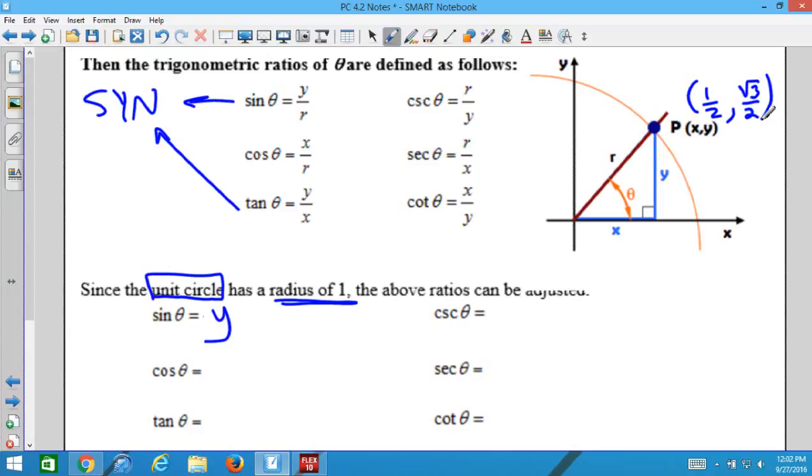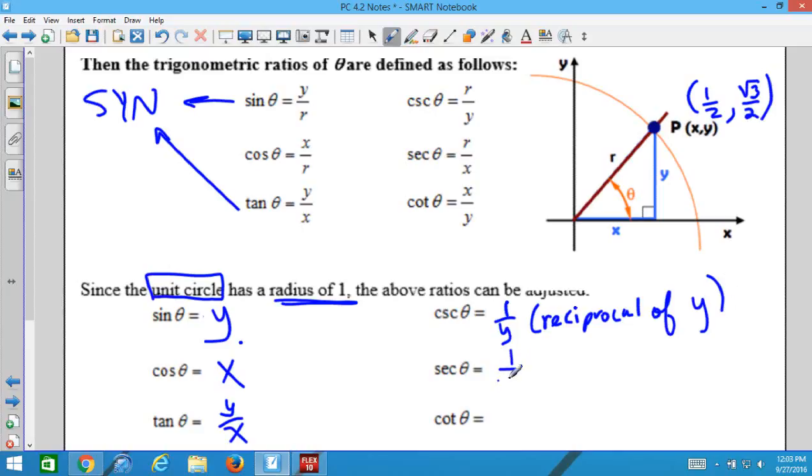All right, so the cosine of theta would be x, and then the tangent of theta is still y over x. And cosecant, that's going to be 1 over y, which is the reciprocal of y. Secant would be 1 over x, and cotangent will be x over y. So I just flipped those.